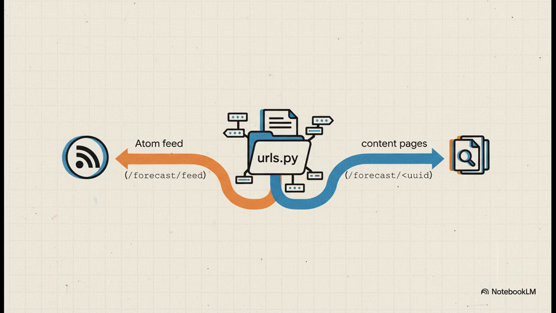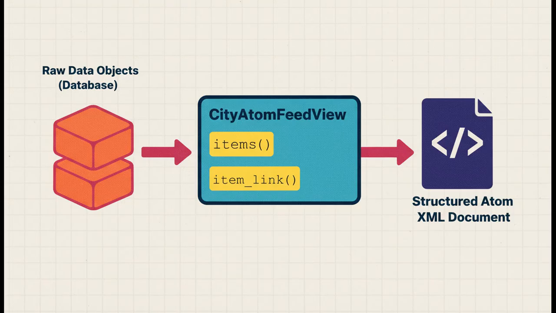The first one, /forecast_feed, that's our endpoint for the Atom feed itself. The second one, /forecast/UUID/city_UUID, that's the URL for the actual content that each entry in our feed is going to link back to. Simple enough? Next up, we create the view that actually does all the heavy lifting.